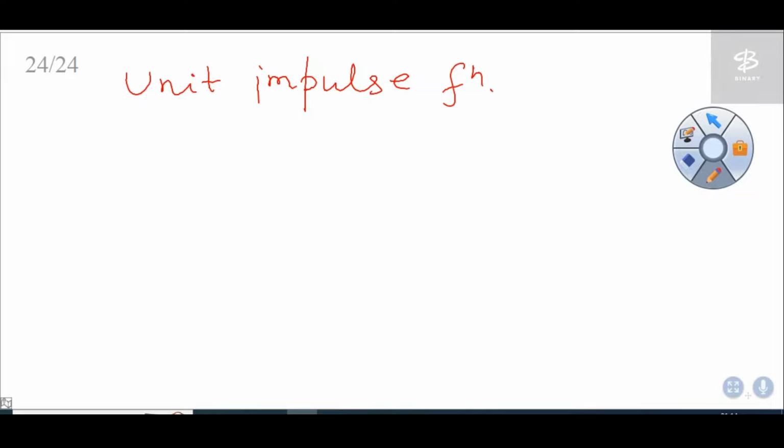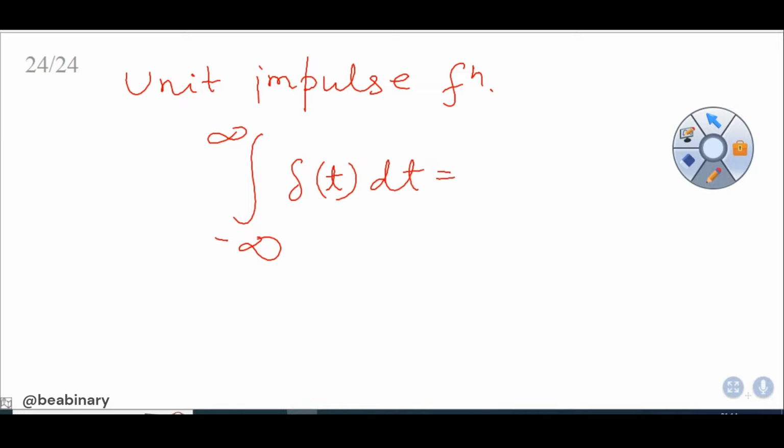This function is represented as the integral from minus infinity to infinity of delta of t, and this is equal to 1. This is your unit impulse function. So when we are doing the integration from minus infinity to infinity, this function will always remain 1.